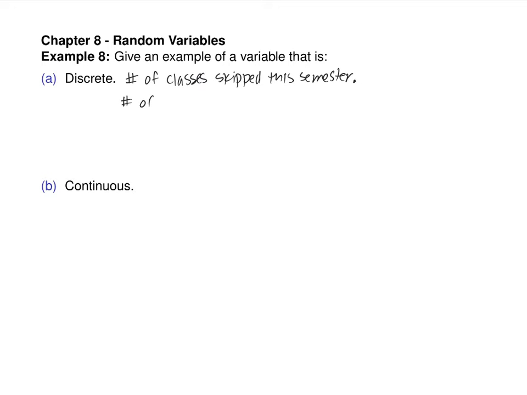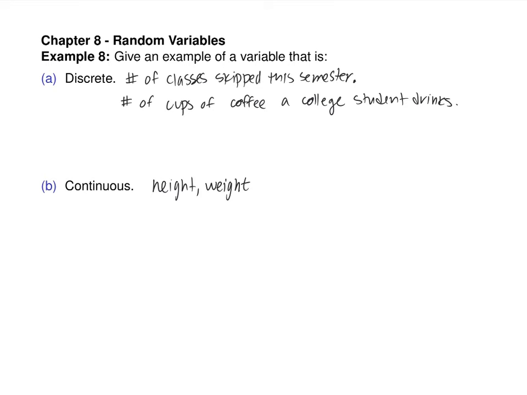Or number of cups of coffee a college student drinks in a day. So the point is that intermediary values are not possible. You drink a whole cup of coffee, you skip a whole class. Even though one could argue a little bit that you could drink partial cups of coffee, we'll pretend like it's discrete. Continuous, well, those are things like height, weight, stuff like that.